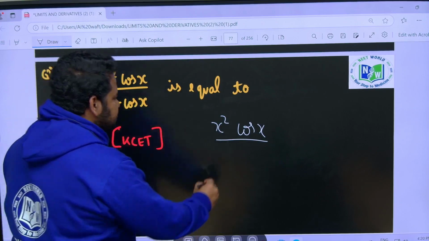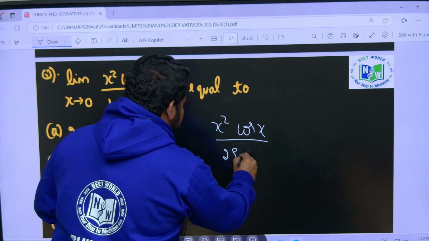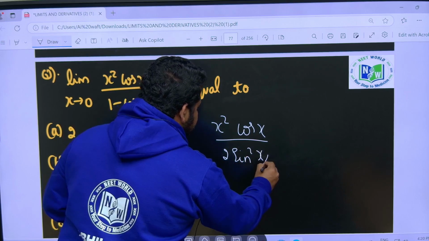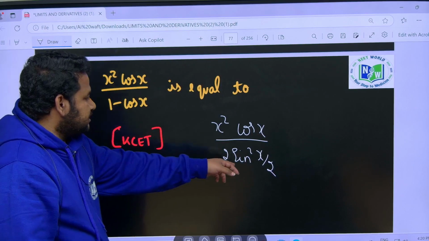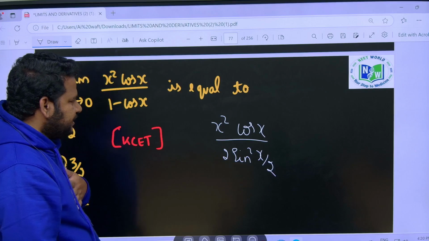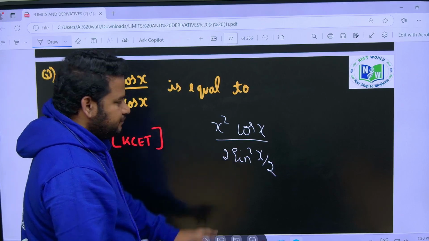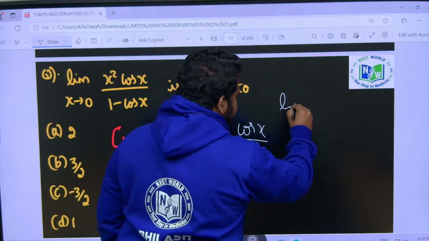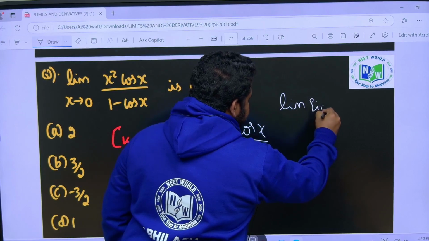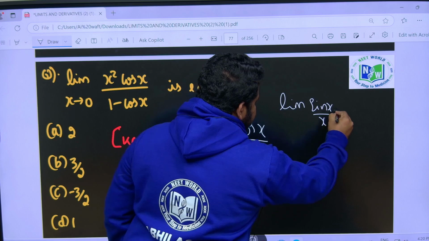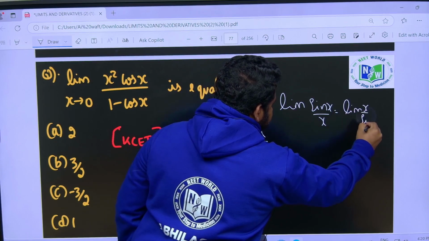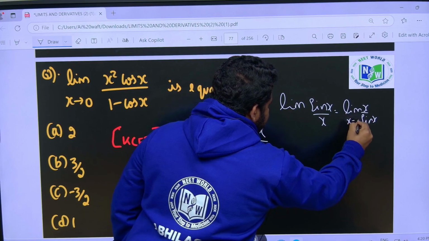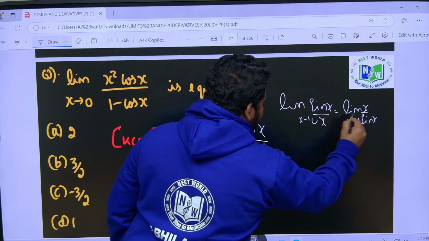This is what, friends? 1 minus cos x is 2 sin square x by 2. Correct now? 2 sin square x by 2. Fine. Here I have sin square x by 2. We also know that limit of sin x by x is equal to limit of x by sin x as x tends to 0, both are equal to 1.